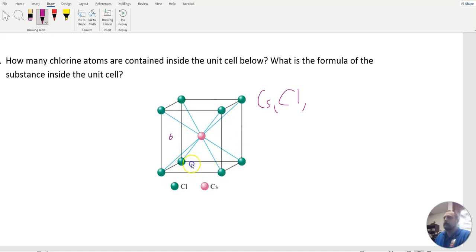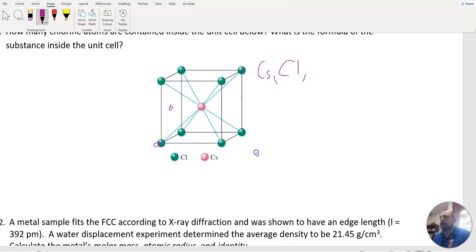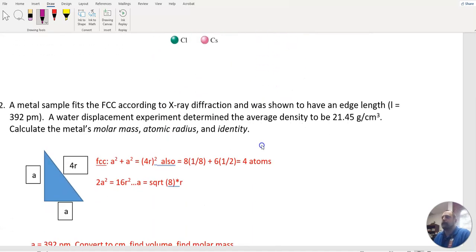For FCC, we can do the Pythagorean theorem, and we end up with the distance from one corner to another corner being 4R, where R is the radius. And so the side becomes the square root of 8 times R. BCC takes a little more work. You have to go from one corner to the next corner, and so you actually have to use the Pythagorean theorem twice. We're not going to worry about that, so we will only be asking you simple cubic and FCC.